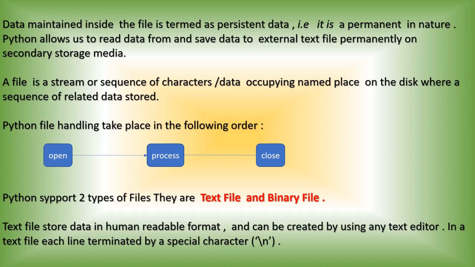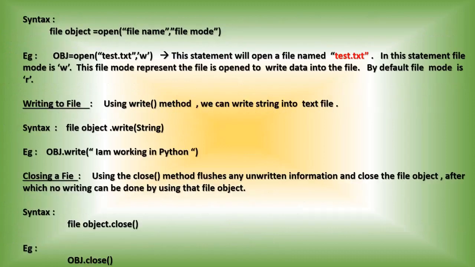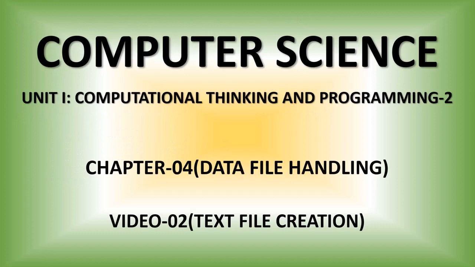Python supports two different types of files. What are they? One is the text file and the second one is the binary file. Today we are going to study how to create a text file. As I discussed in the previous class, for a file operation we need to use three different methods. One is to open the file, second is to write into the file, and third is to close the file. Open is used to open the file, write is used to write into the file, and close is used to close the file.